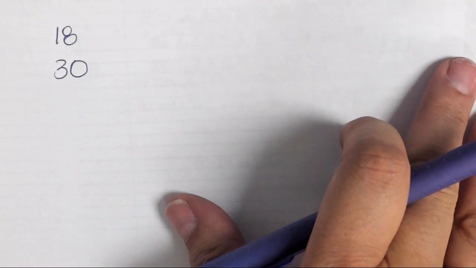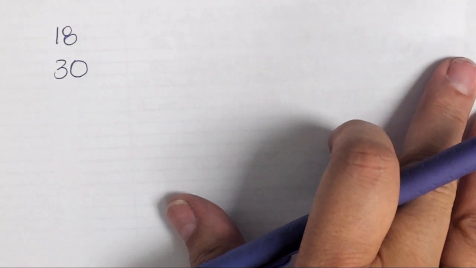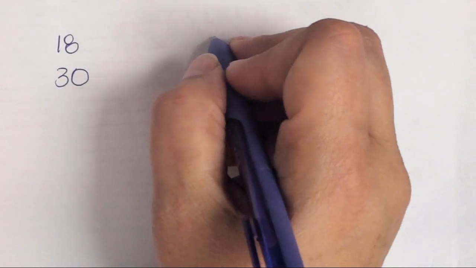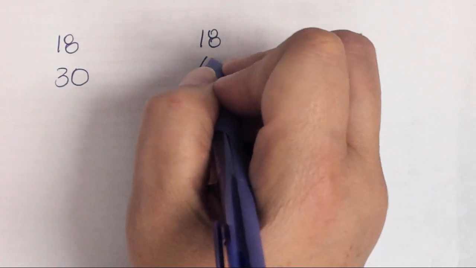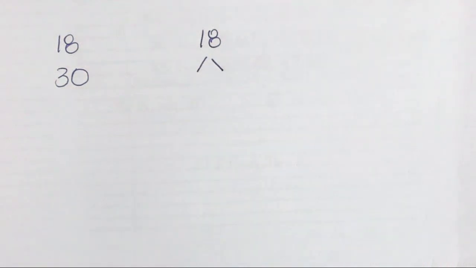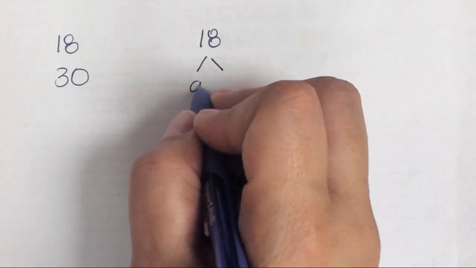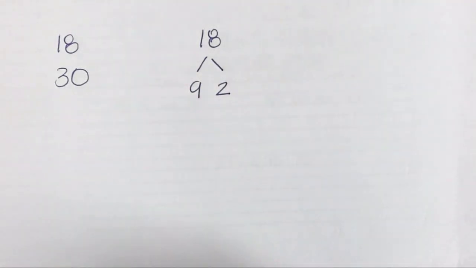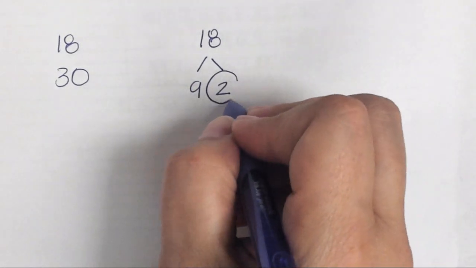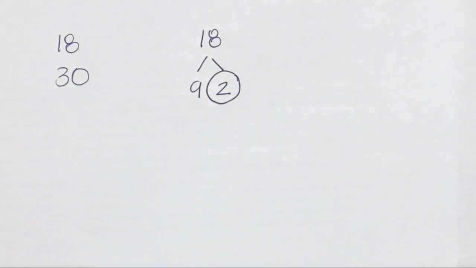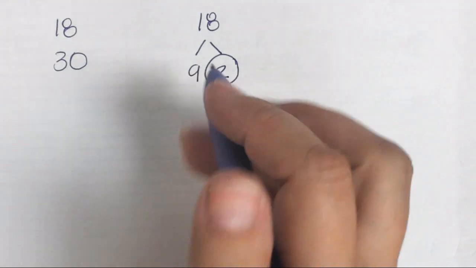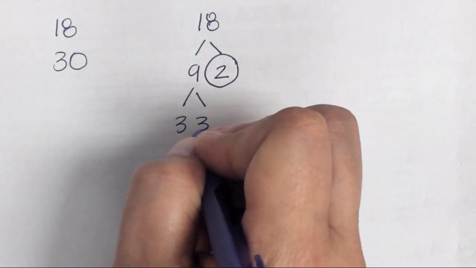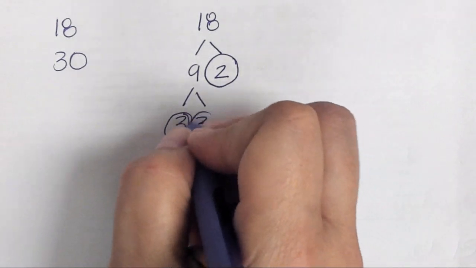So if we're looking at 18 and 30, hold on just a second. I'm going to wait till everybody's ready. Okay, so I have 18 and 30. I'm going to start with the number 18. What are 2 numbers I can multiply by each other to get 18? 9 and 2. Are either of these prime numbers? 2 is prime. I'm going to circle it. 9 can be split up into 3 times 3. Are those prime? Yes. So I'm going to circle those.